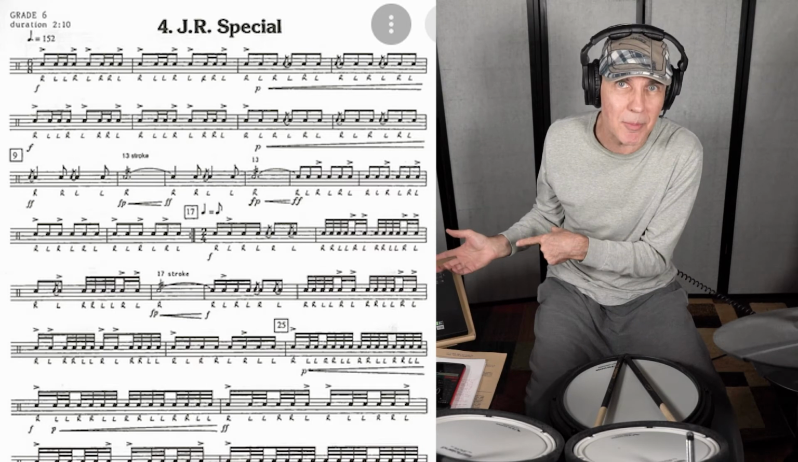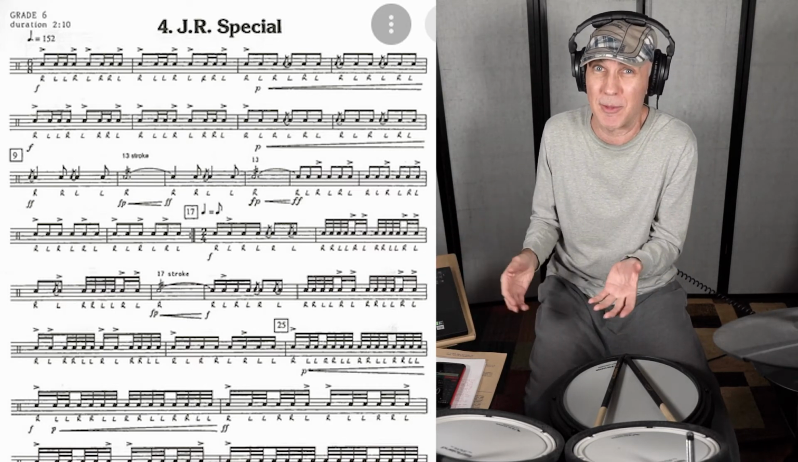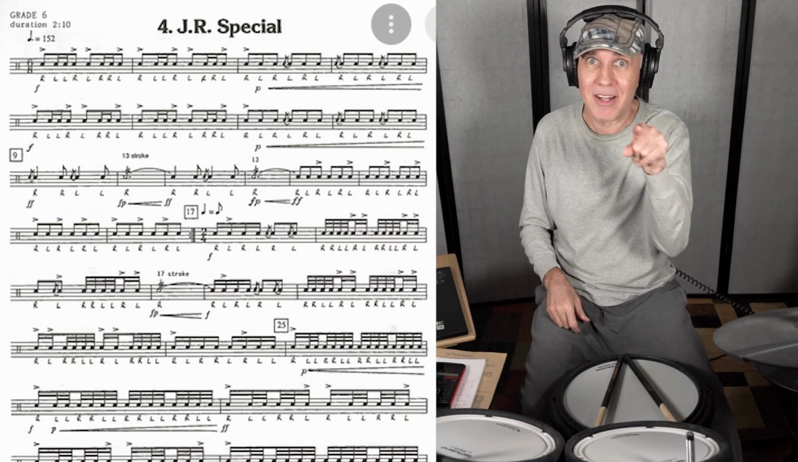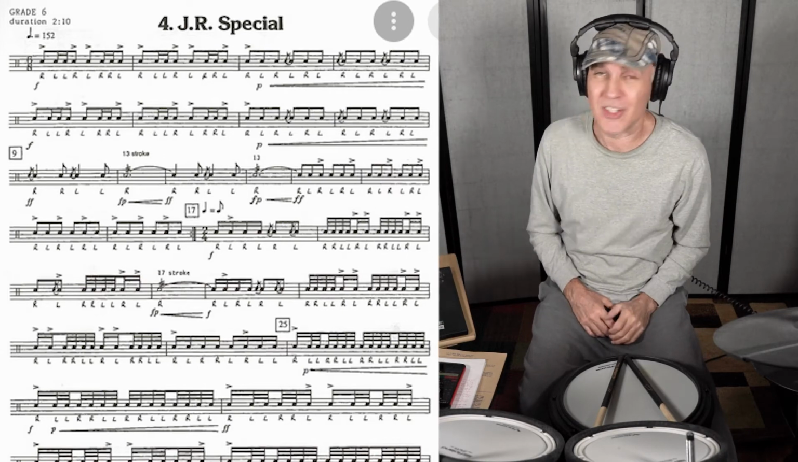So this is a complicated piece to play. If you're a beginner, even if you're just learning to read music, this might be over your head for now. But you're going to get there. You know it. All right, so let's look at bar 17.